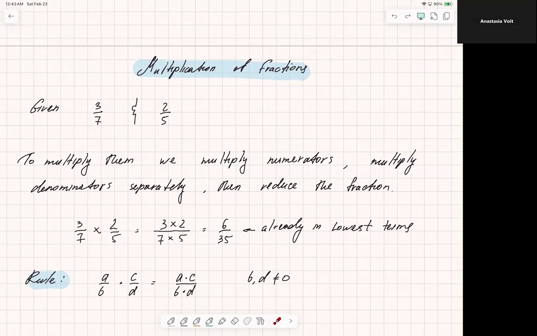together. To multiply them, we multiply the numerators separately, and then we multiply the denominators separately. And then we reduce the fraction if needed. So we have 3 over 7 times 2 over 5, right? What we do is we multiply 3 times 2, and we multiply 7 times 5 separately as well. So 3 times 2 is 6, and 7 times 5 is 35. Since 6 and 35 have no common factor, these are already in the lowest terms.